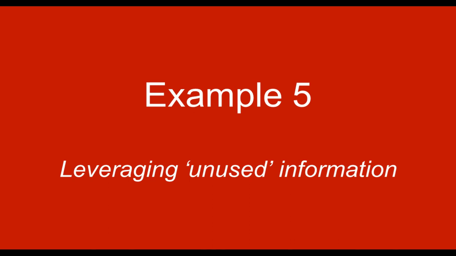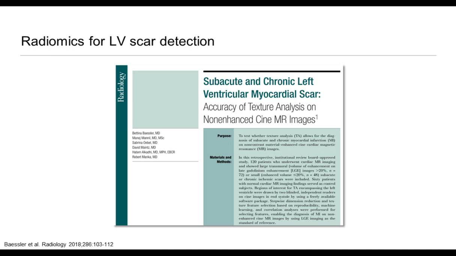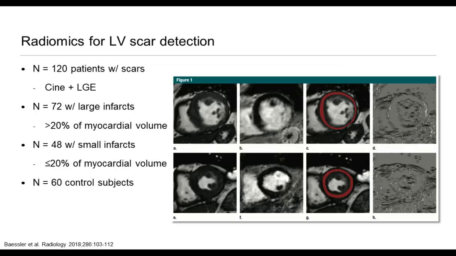And what these investigators aimed to do in this study is use texture analysis instead of gadolinium enhanced imaging to detect scar in the left ventricle. So they used, quote unquote, radiomics to see if they could extract the presence or absence of scar in regular cine images. For this, they studied 120 patients with scars using cine imaging and LGE, late gadolinium enhancement, which served as a standard of reference. 72 patients had large infarcts, 48 had small infarcts, and 60 control subjects were studied.